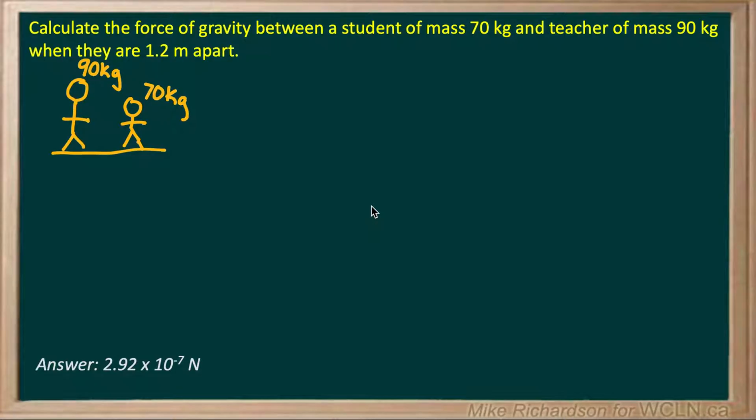In this question, we're trying to find the force of gravity between a student that I've drawn on the right here, whose mass is 70 kilograms, and their teacher, who has a mass of 90 kilograms. Now, these two people are being drawn towards each other due to this gravitational force. Any two masses experience equal and opposite pulls. So both those forces will be identical as they're trying to get attracted towards each other.